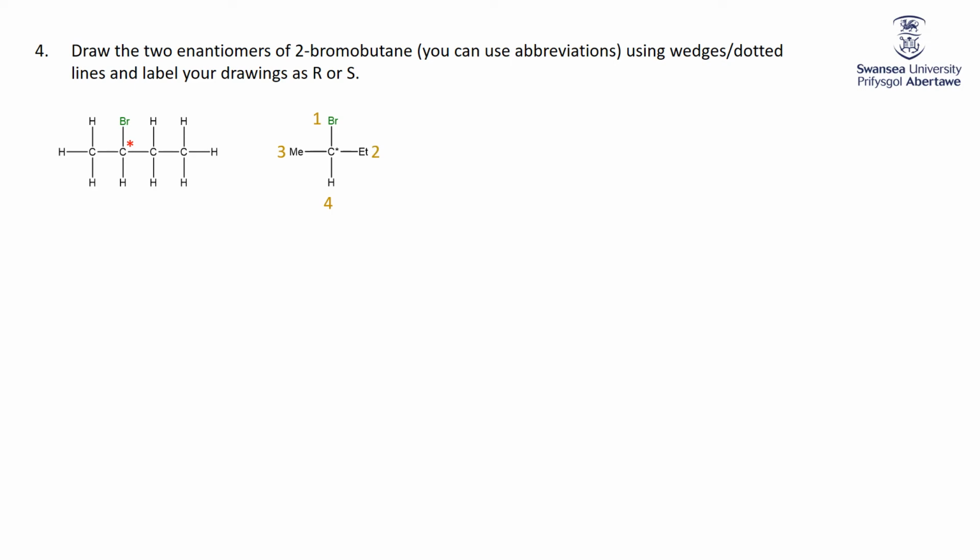So what we're going to do is draw it so that it's obvious which direction we're going in these priorities. Now, lots and lots of ways to draw things, but for me the easiest thing is to just start off with the structure we've got and say, well, if we think of a tetrahedral carbon, 2 groups are coming out at us and 2 groups are going away from us. So just to make it fun, I've drawn it this way. I've said the bromine and the hydrogen are coming out at us, the ethyl and the methyl are going away from us.